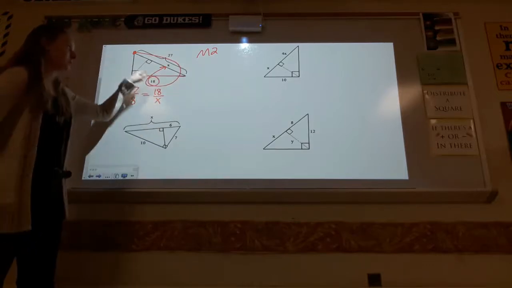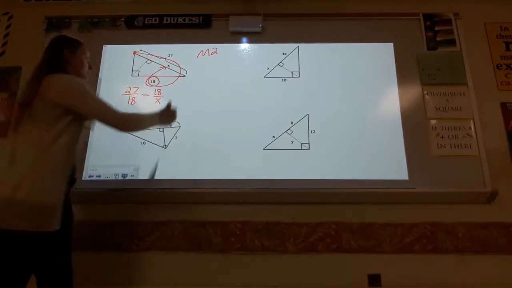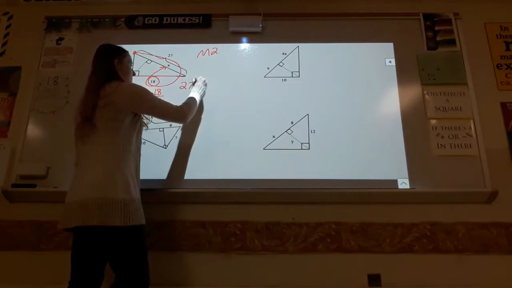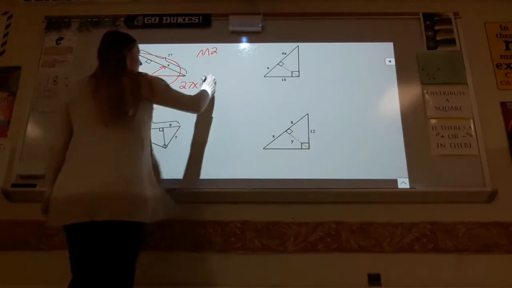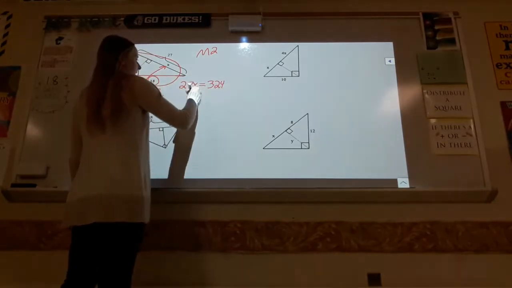It's 27 over 18 equals 18 over x. So when you multiply, 27x equals, I don't know what that is. 4. What do you get when you divide? Cool.